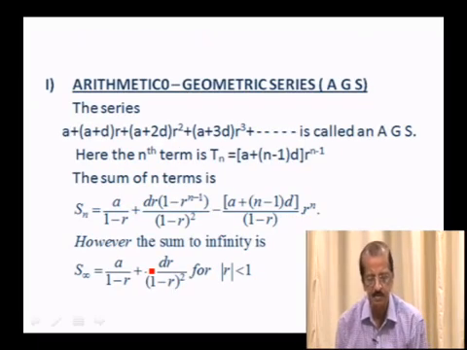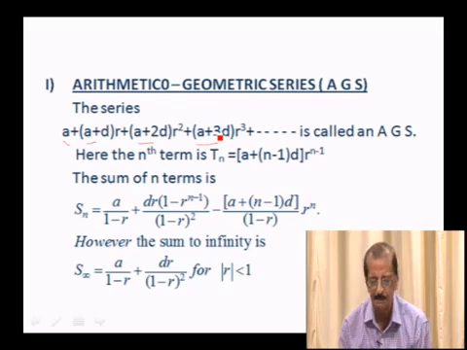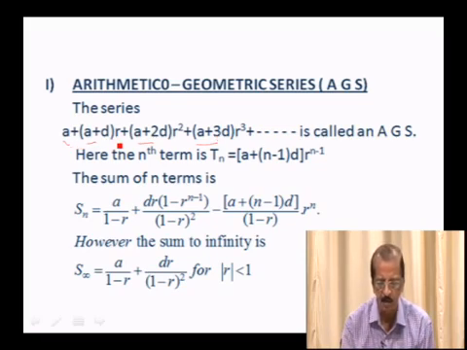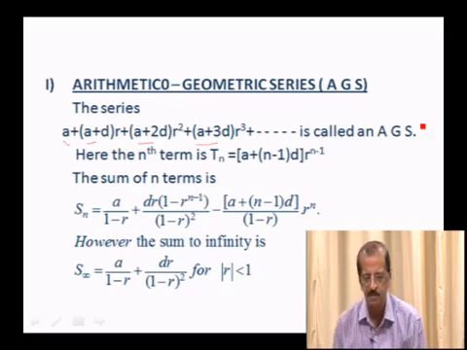Arithmetico-geometric series. So, let us discuss the arithmetico-geometric series. Here the terms are a plus d into r, a plus 2d into r square, a plus 3d into r cube. The first factors a plus d, a plus 2d, a plus 3d, etc. are in AP. The 1, r, r square, r cube, etc. are in GP. Therefore, it is called an arithmetico-geometric series.